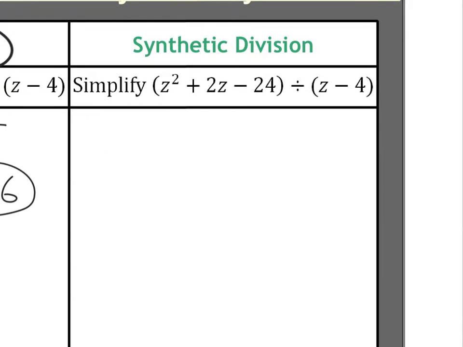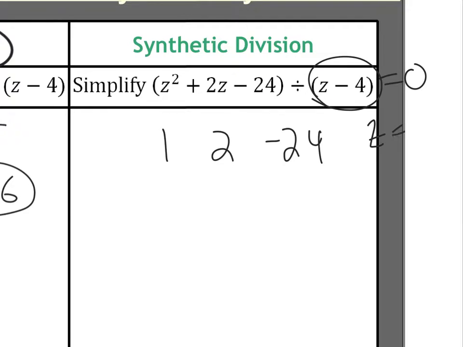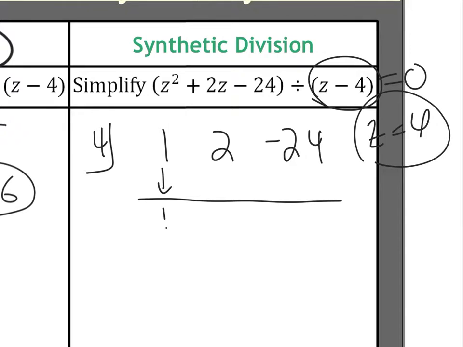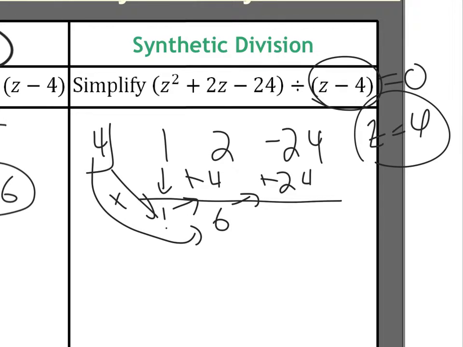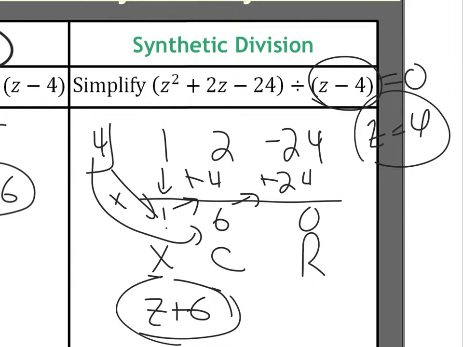Now when I look at it synthetically, I just take 1, 2, negative 24. And remember, I set that equal to 0 and solve it. So z is going to equal 4. So I take 4. Drop, multiply, add. Drop, multiply, add. So this would be my remainder, constant, x. So my answer is x plus 6, or in this case, z plus 6. So that would be doing it synthetically.